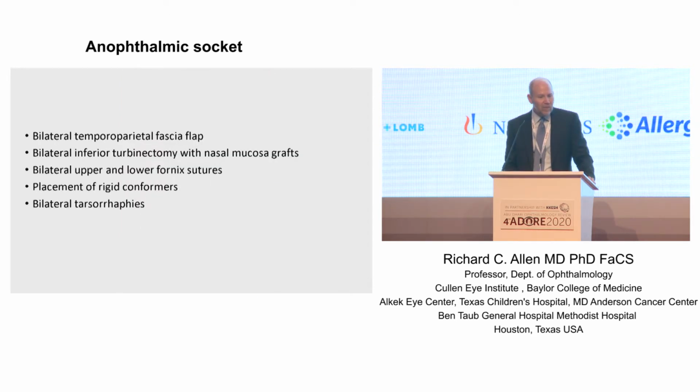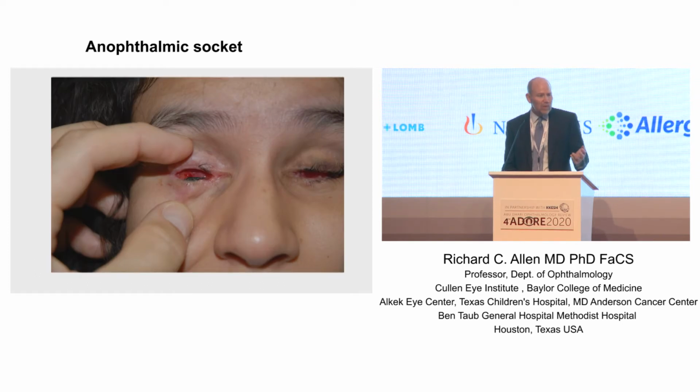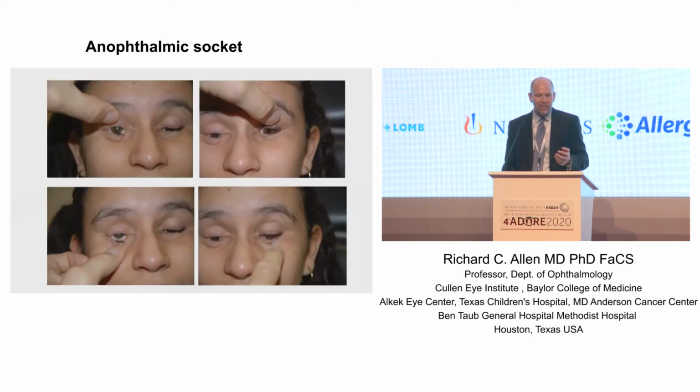So we did bilateral temporoparietal fascial flaps. You could do temporalis muscle flaps as well. She had already had multiple mucous membrane grafts, so we took mucosa from her inferior turbinates, placed fornix sutures, placed rigid conformers, and I put her on bilateral tarsorrhaphies for 4 months. And we were able to make a socket, but this put her through a lot. This was not just a little procedure. This is something that she had to really be motivated to go through, and you can see that she can retain prostheses now.